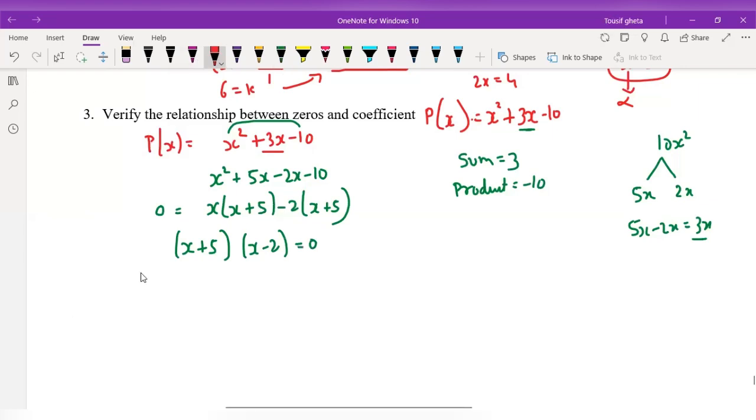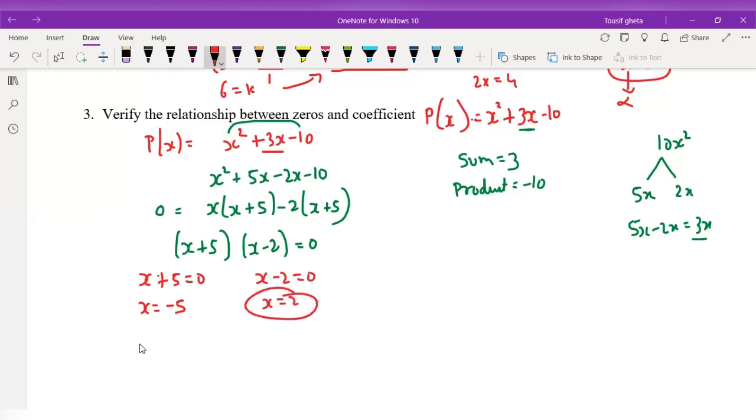Let us find out the x value. x plus 5 is equal to 0, so x is equal to minus 5. One more root: x minus 2 is equal to 0, we get x is equal to 2. Let us consider alpha as minus 5 and beta as 2. Here they are asking to verify the relationship between the zeros and the coefficients.